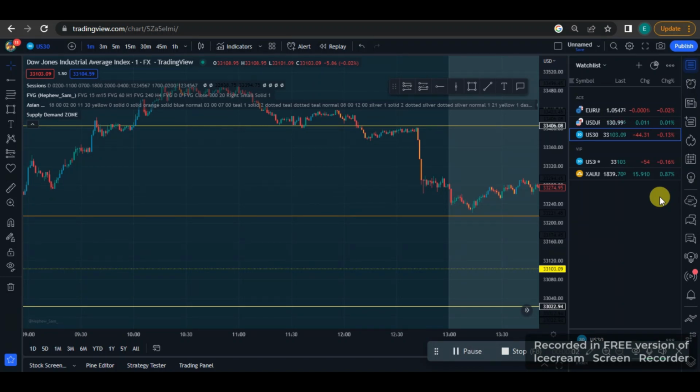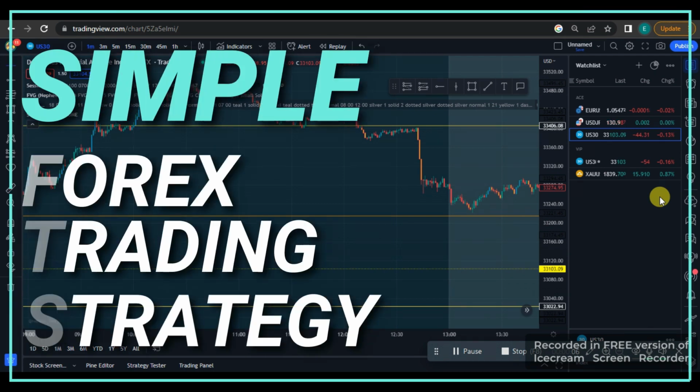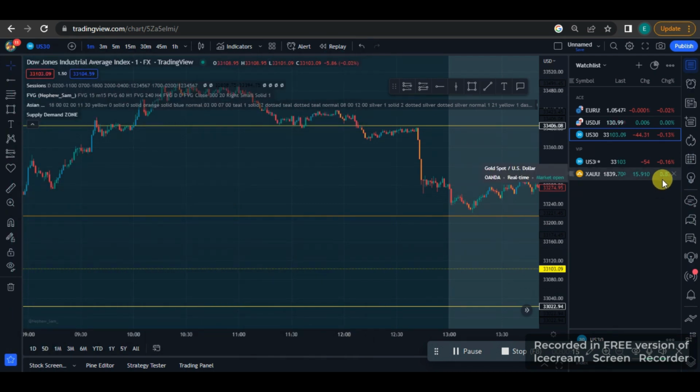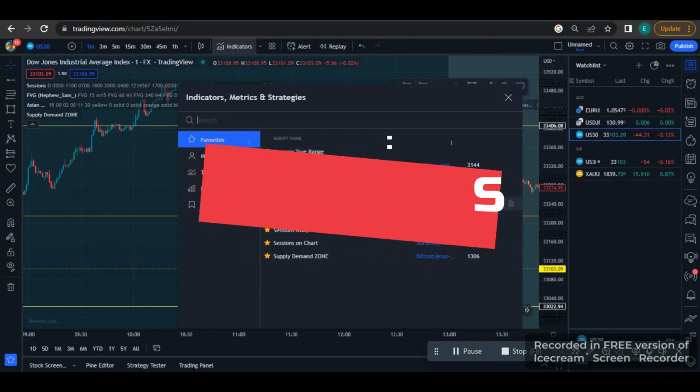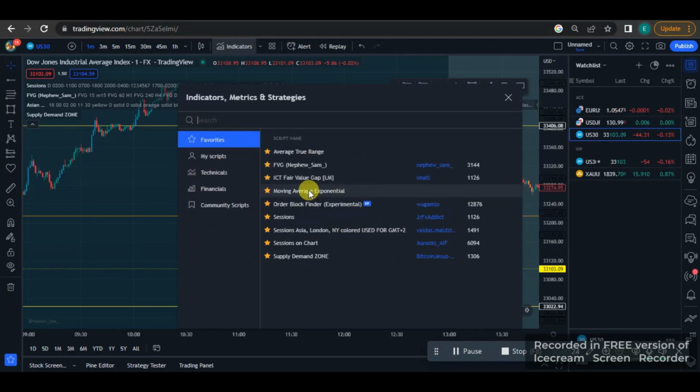In this video I want to show you guys a very simple 1 minute scalping strategy. This strategy is insane. The first thing you want to do is come to this indicator section here and search for an indicator called moving average exponential. Once you search that, you click on it and it will be added to your chart.